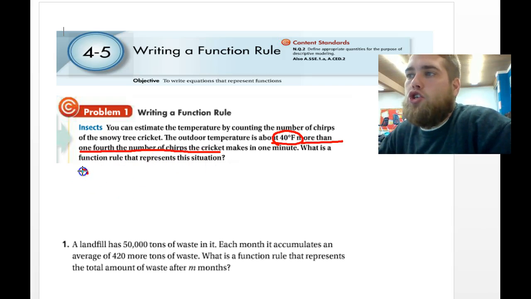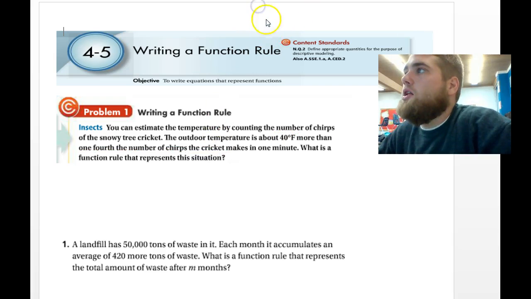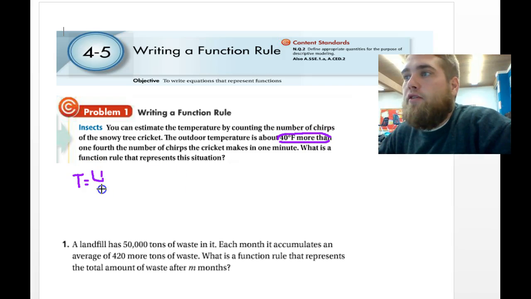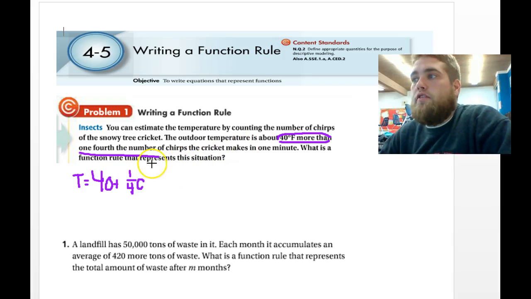So let's just call it chirps. No. Strike that, erase that. Let's call it temperature. So temperature equals, and it says 40 degrees more than, so that's going to be 40 plus 1/4 the number of chirps. So 1/4, let's call it C for chirps. What is the function rule that represents it? And that's it. That's all we do.